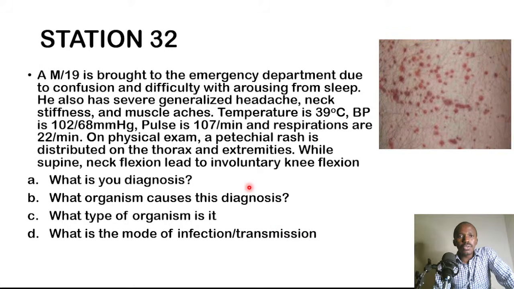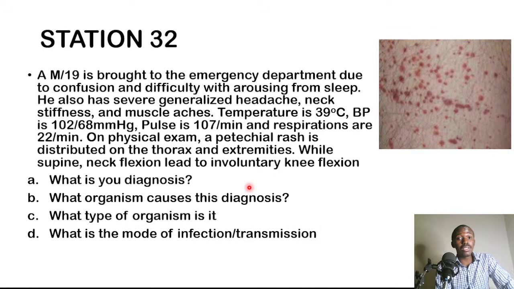So station 32, a 19-year-old is brought to the emergency department due to confusion, difficulty with arousal from sleep. He also has generalized headache, neck stiffness, muscle aches. Temperature is 39 degrees Celsius. BP is 102/68, pulse is 107, and respiratory rate is 22. On physical examination, there is a petechial rash, and of course this is extending to the thorax and the extremities, and when supine and the neck is flexed, there is involuntary knee flexion. This is known as the Brudzinski sign.